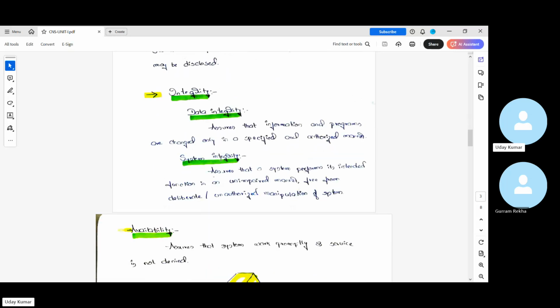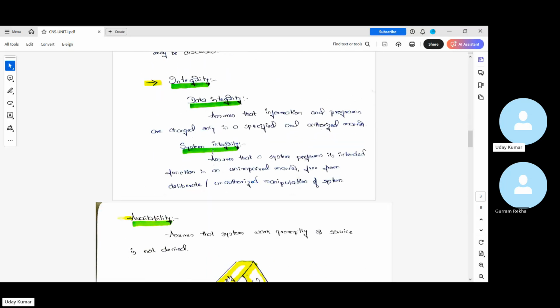And next, integrity. Data integrity and system integrity. What is data integrity? It assures that information and programs are changed only in a specified and authorized manner. So if some change is going on in the data, that should be done in a proper way. It's not just that you change the data. Changing the data means there is a person who has the credentials. Only that person will access the data, and only that person will make the changes.